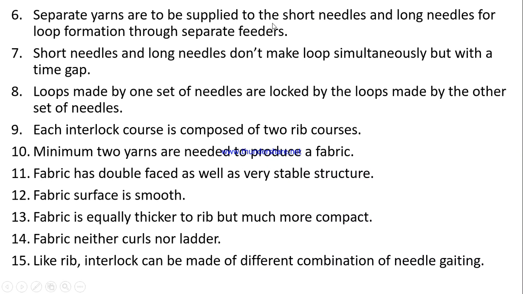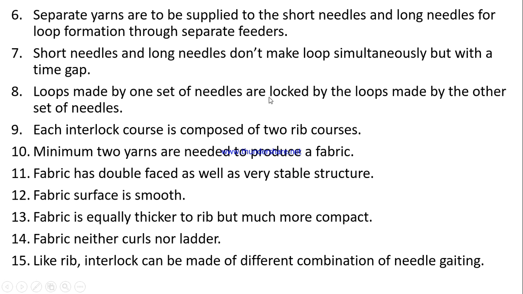Now separate yarns are to be supplied to the short needle and long needle. Separate yarns are required. As there is one set of short needles and another set of long needles, minimum two threads are required for feeding the short needles and the long needles separately. Short needles and long needles don't make loops simultaneously but with a time gap. This is also important to know. There is a time gap between the working of the short needle and long needle. They will not act simultaneously; there will be a phase difference between their action.